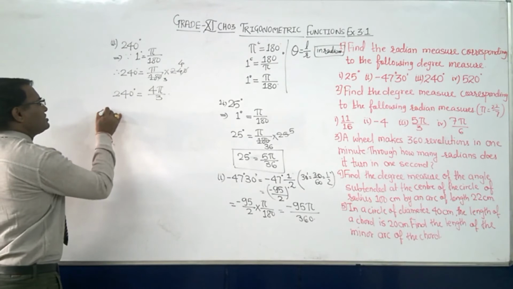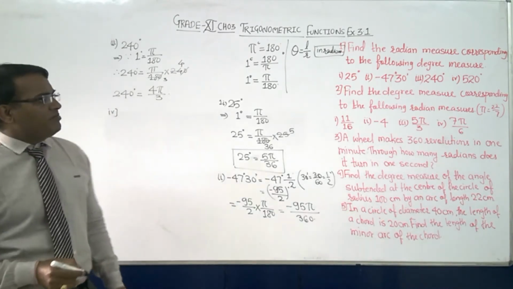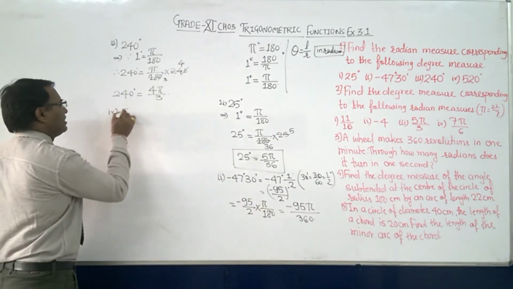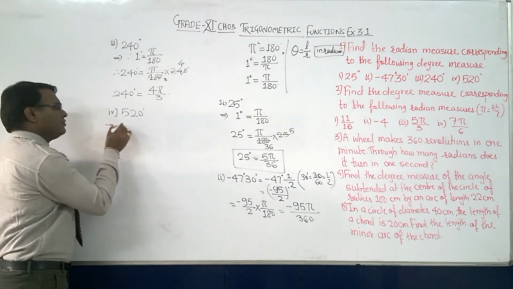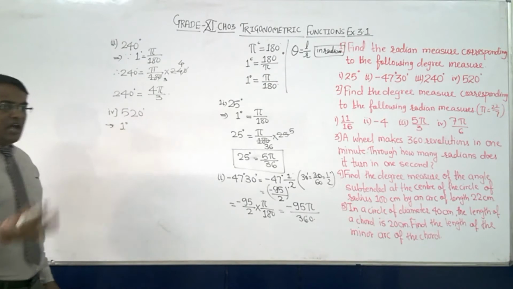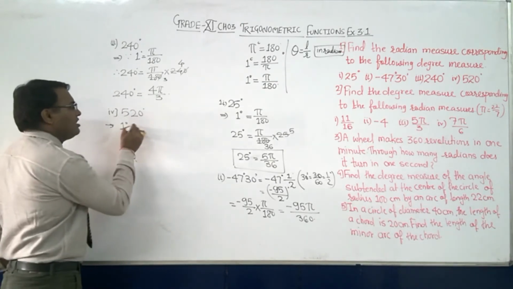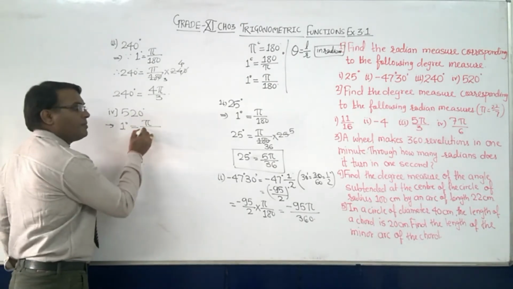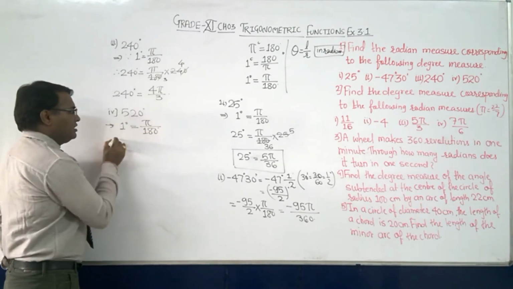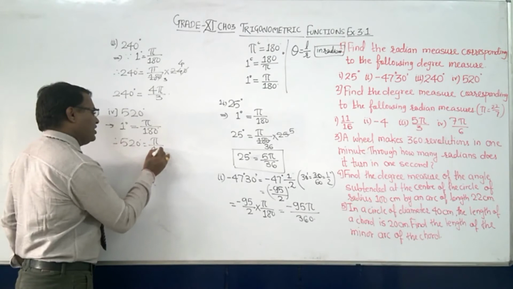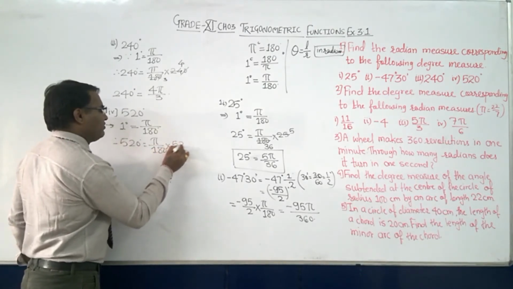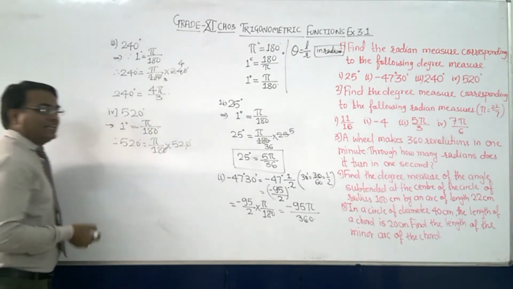Okay. Now what is sum number 4? The sum number 4 is 520 degrees. As we know, again same thing. You just need to have that habit. That's why I am writing 1 degree is equal to pi upon 180. Therefore 520 degrees is equal to pi upon 180 into 520. Again the zeros will get cancelled.